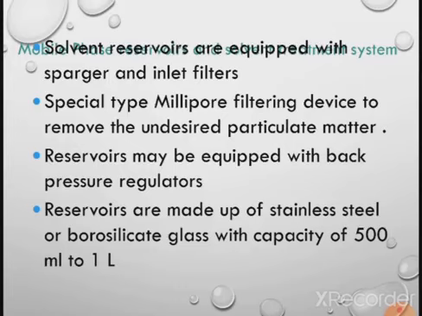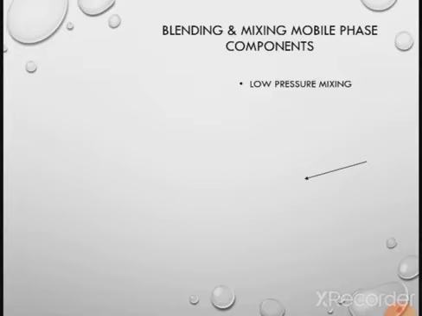Now the next thing is the blending and mixing of the mobile phase components. The blending or mixing of the mobile phase components may be carried out at two stages. First is the low pressure mixing, as we have seen earlier, or the high pressure mixing. In high pressure mixing there are two components, mobile phase component A and mobile phase component B.